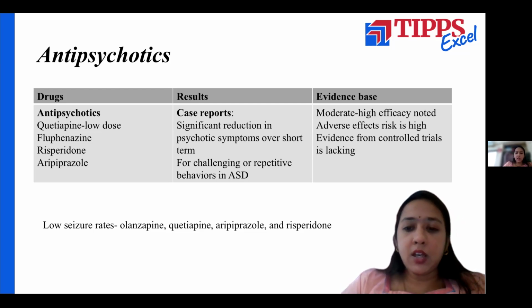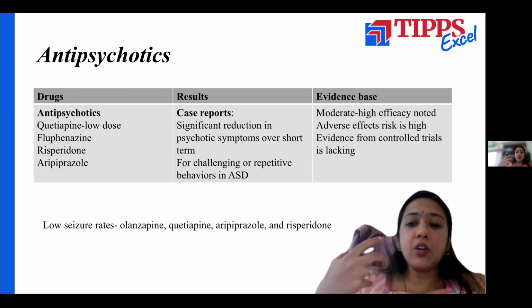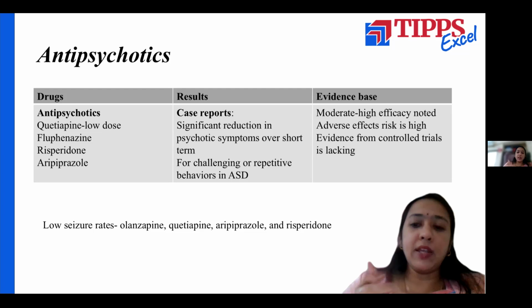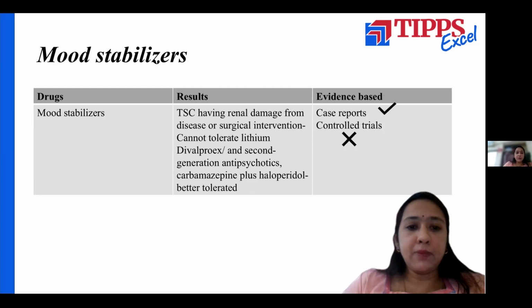So that is again a questionable debate. Evidence is that the tolerability is good, and the adverse effects of antipsychotics, as we all know, are very high, and controlled trials are still lacking. Whenever we initiate antipsychotics, we have to keep in mind that the common problem in these children is epilepsy. So we have to choose medications which will not affect the seizure threshold, like olanzapine, quetiapine, and aripiprazole.